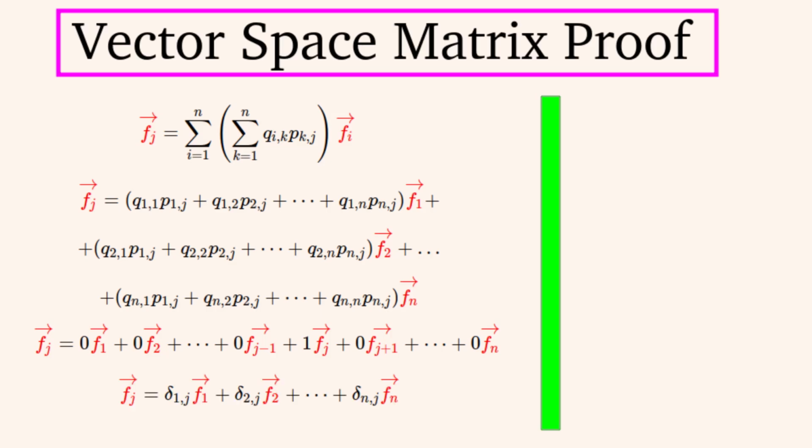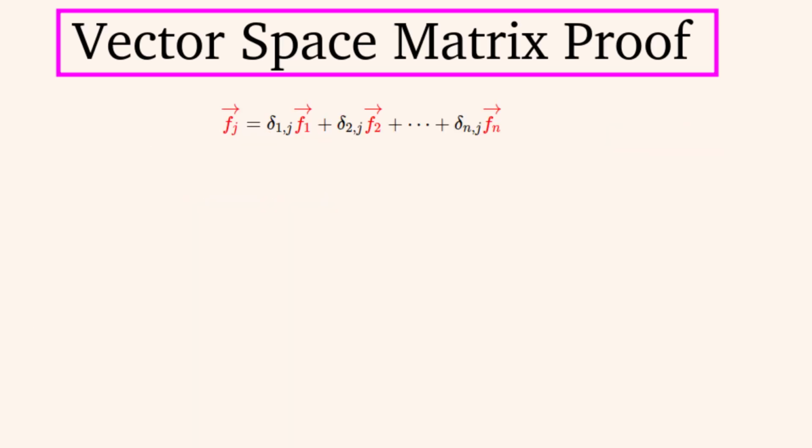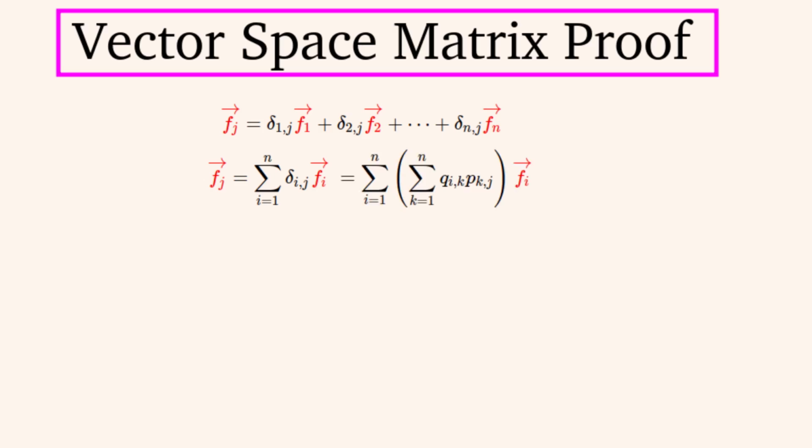And we can write this in delta notation, this function being 0, except when the two indices are equal, and then it's equal to 1. And we can pack it up into sigma notation, with the coefficients being equal to the delta function. So I'll just write this equation up at the top of the screen. So each vector in F can be written like this in terms of the vectors in F, and also like this in terms of the vectors in F.